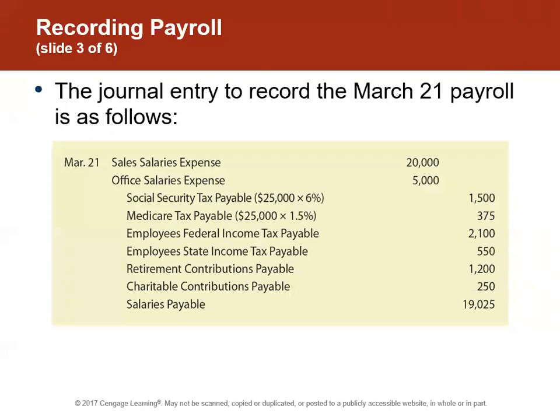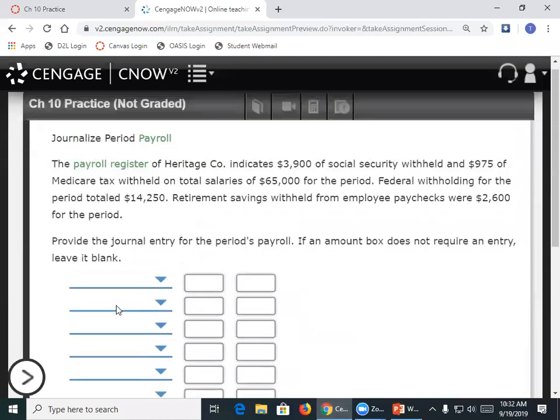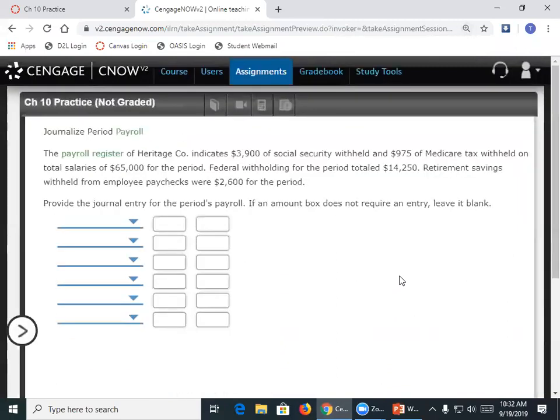Let's stop right there and do an example because we're kind of running low on time anyway. So we may do the payroll tax next Tuesday, and that's okay. But let's go ahead and do an example in Cengage on the payroll, journalizing the payroll, okay? This is what we just talked about. Payroll register indicates 3,900 of Social Security withheld and 975 of Medicare tax withheld on total salaries of 65,000 for the period. So they don't even make us calculate much, which is nice. Federal withholding is 14,250. Retirement savings were 2,600. So here we are doing the journal entry for payroll.